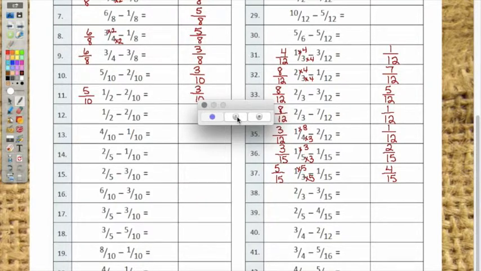5 eighths, 5 eighths, 3 eighths, 4 15ths, 4 15ths, 2 15ths, 2 15ths, 1 15th, 8 15ths, 8 15ths, 1 12th, 7 12ths, 5 12ths, 1 12th, 1 12th, 1 12th, 2 15ths, 8 15ths, 4 15ths, 5 12ths, 5 16ths, 8 15ths, 7 12ths, 7 16ths.